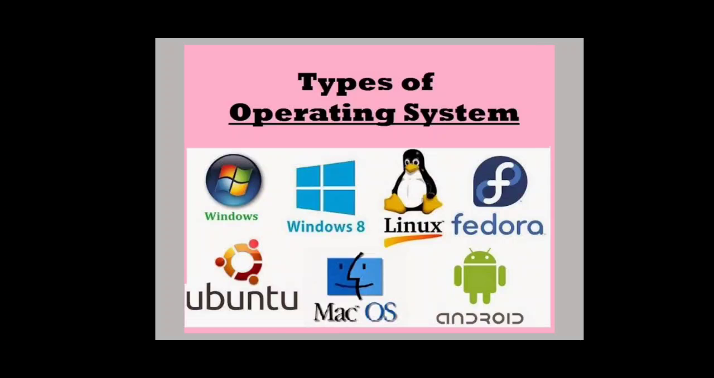The three most common operating systems for personal computers are Microsoft Windows, Mac OS X and Linux. Here in this picture you can see some of the types of operating systems like Windows, Linux, Ubuntu, Mac OS, etc. So these are some of the examples of operating systems we have.